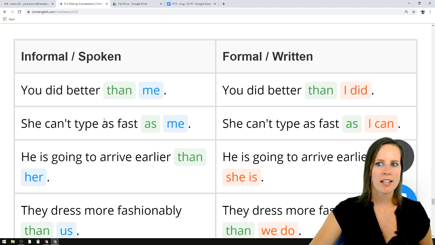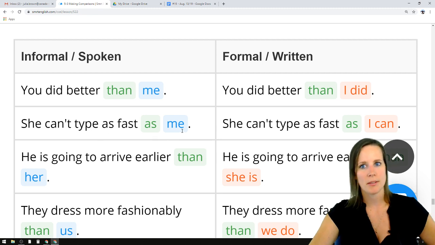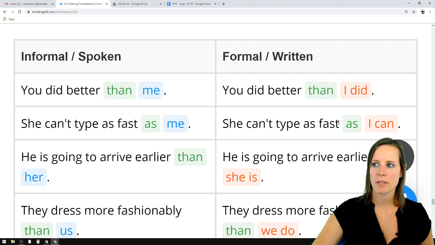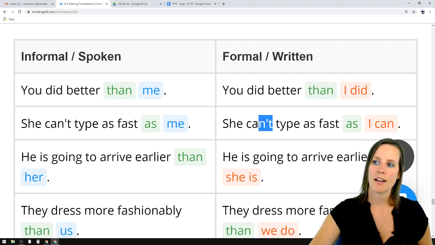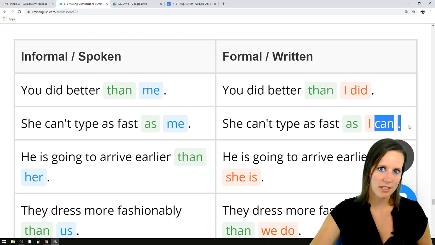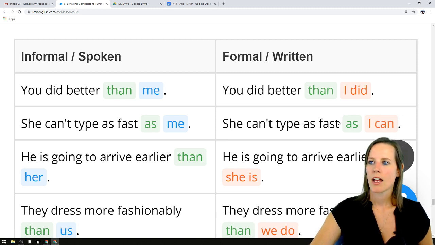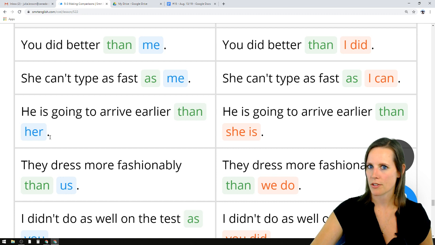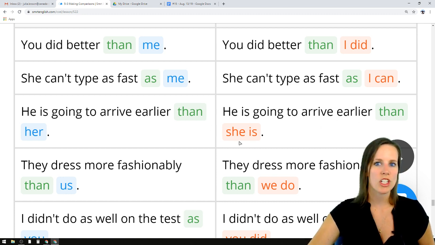She can't type as fast as me. So that's casual. Or she can't type as fast as I can. We have our modal verb. If it's negative, you repeat it in the positive. Okay. Next one. He is going to arrive earlier than her. Casual. He is going to arrive earlier than she is. Okay, you have your be going to, your be verb, so you should repeat your be verb.